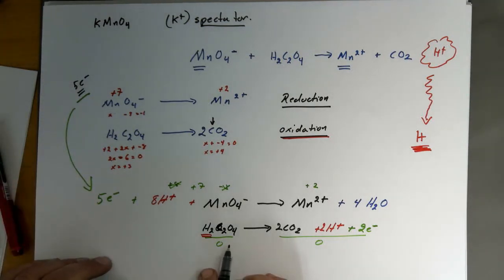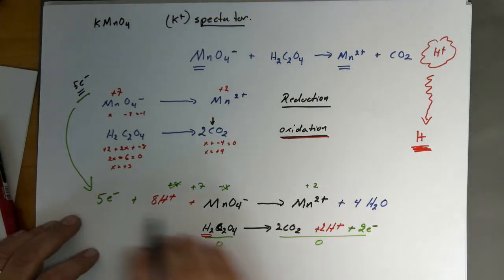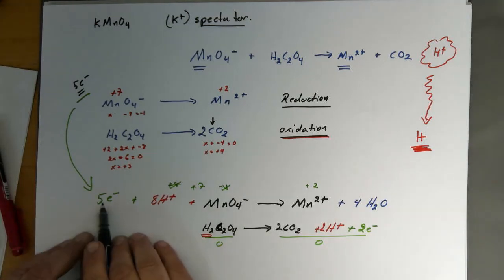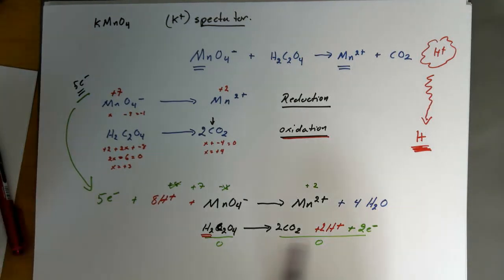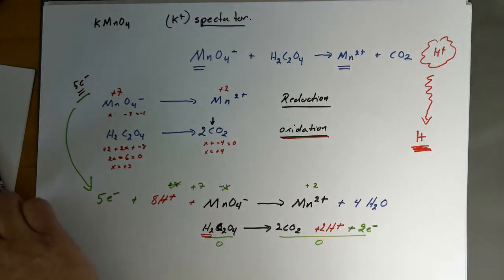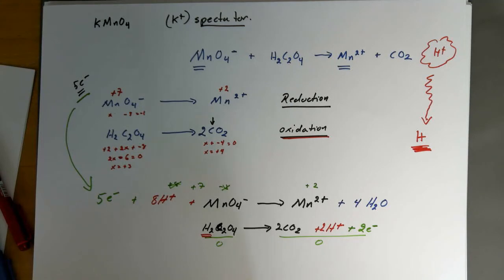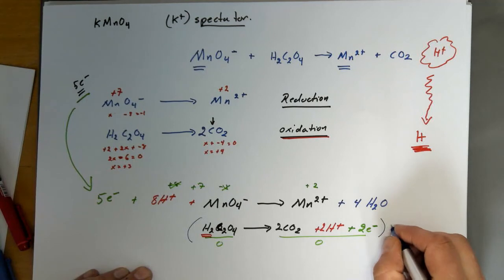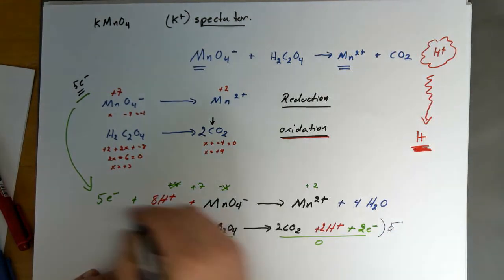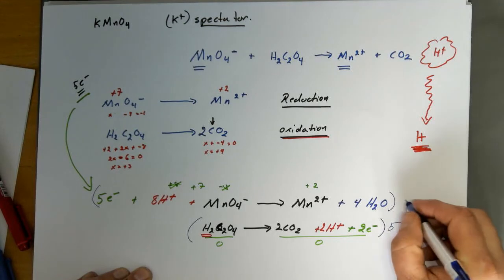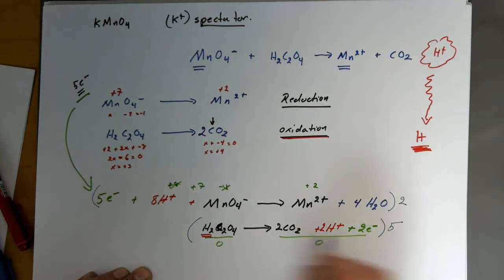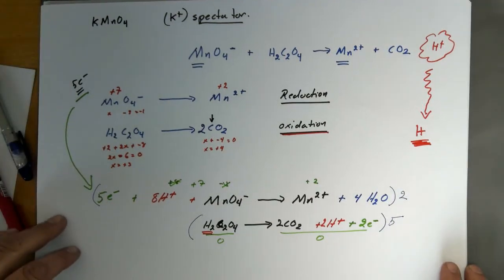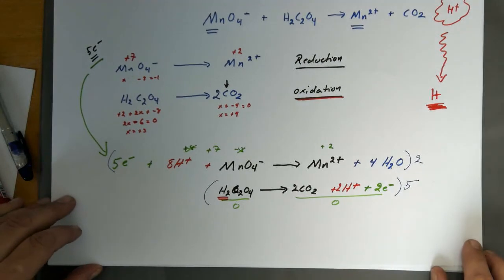We now need to make sure that the electrons in both of these half reactions are the same in number. We can see here that we have 5 here and 2 here, and the lowest common multiple between the two is 10. So this reaction has to be multiplied by 5, and this whole reaction needs to be multiplied by 2 in order to get 10 electrons on both sides of the reaction. So I'm going to move this paper up a little bit so we can see it more clearly.